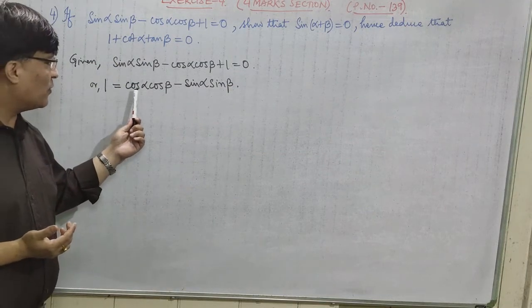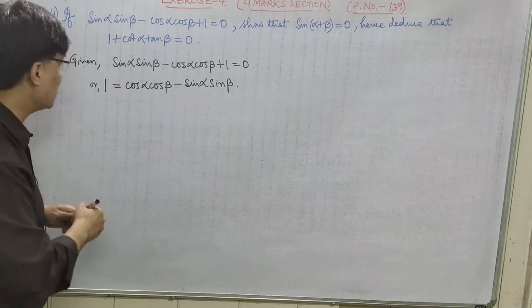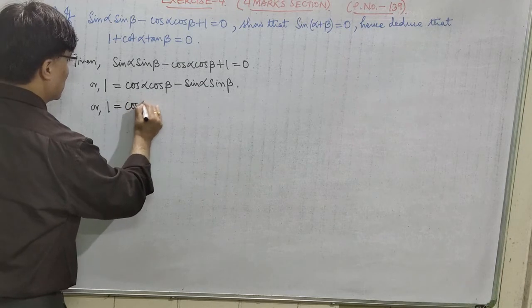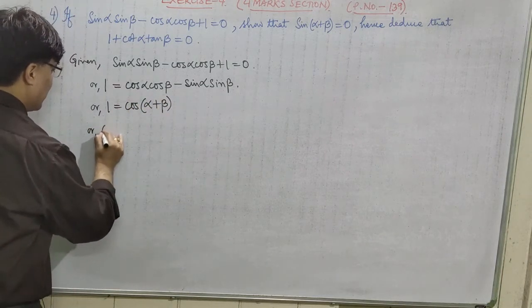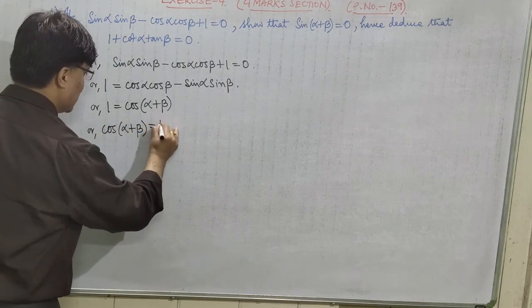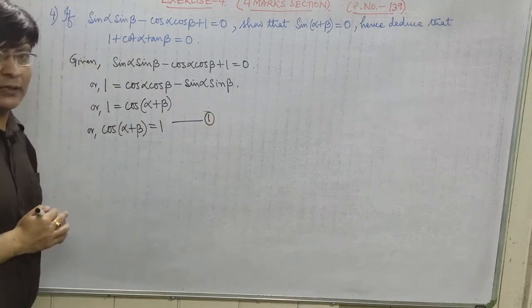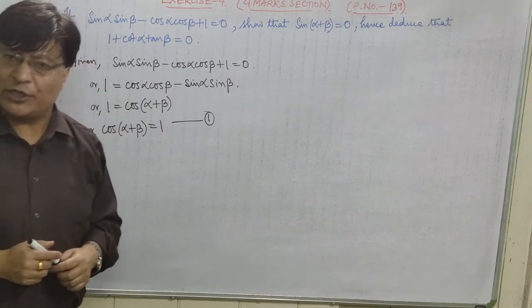So what is the formula for cos A cos B minus sin A sin B? It is cos of A plus B. So 1 is equal to cos of alpha plus beta, or you may write cos of alpha plus beta is equal to 1. Let us mark it as number 1. This is from the given. Now can you prove sin of alpha plus beta is equal to 0?